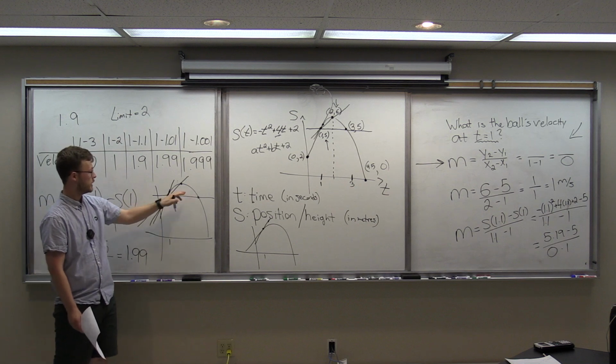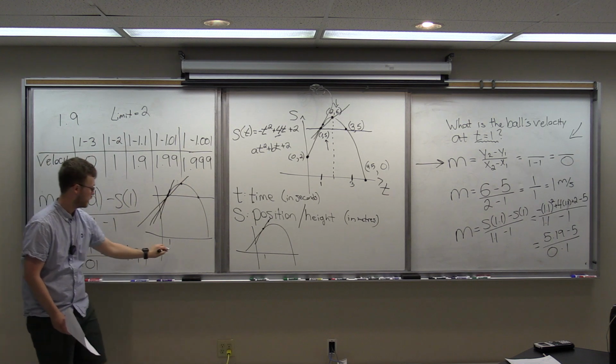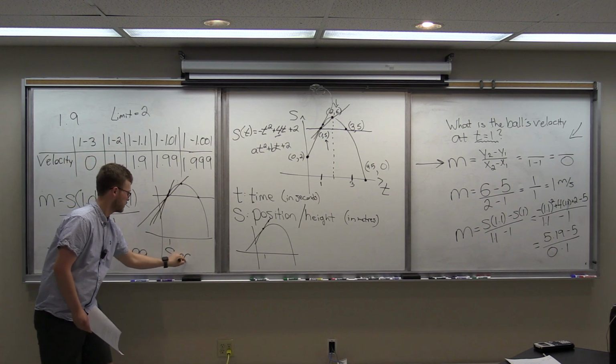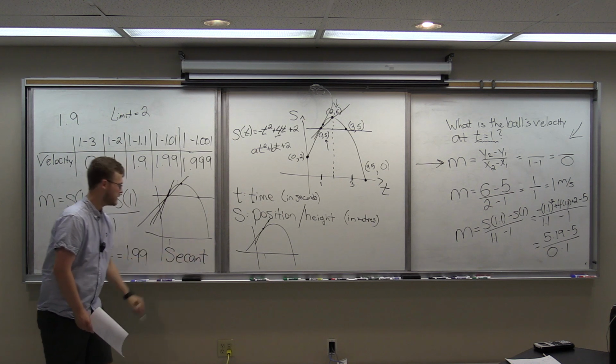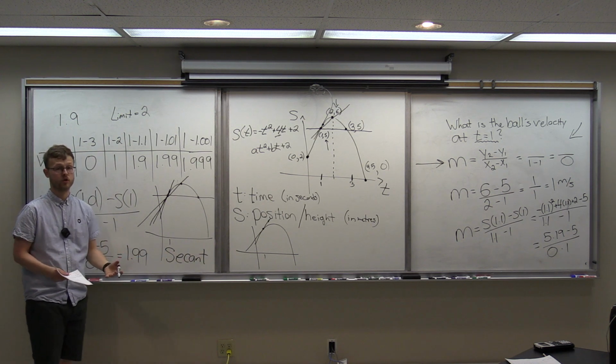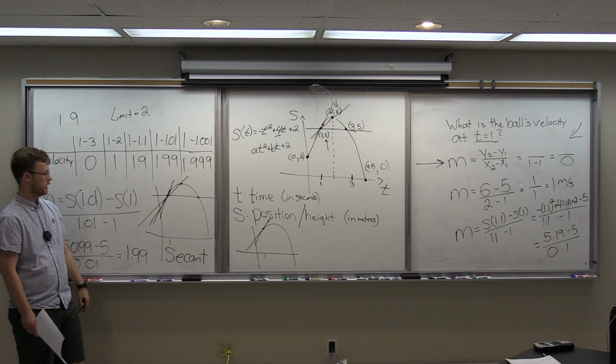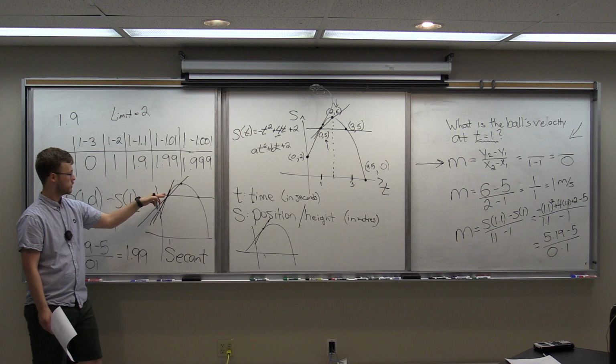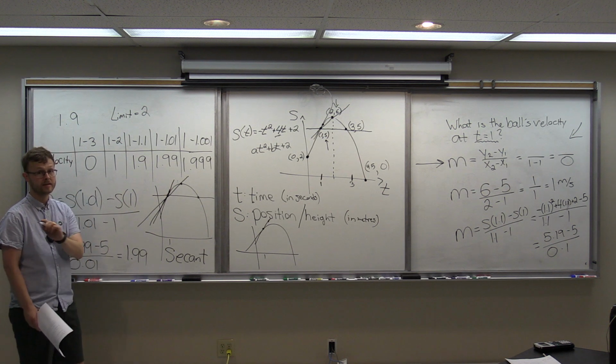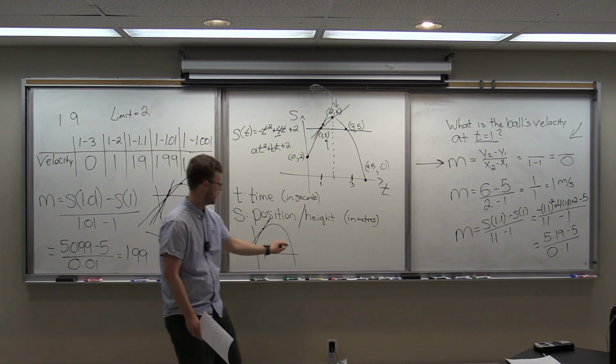Every one of these lines are referred to as secant lines. Secant meaning touching the graph in 2 places. The limit of these secant lines, as they get closer and closer to the actual point I'm interested in, that has a name. It is called the tangent line.